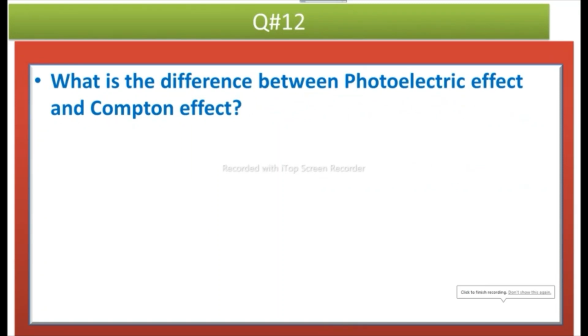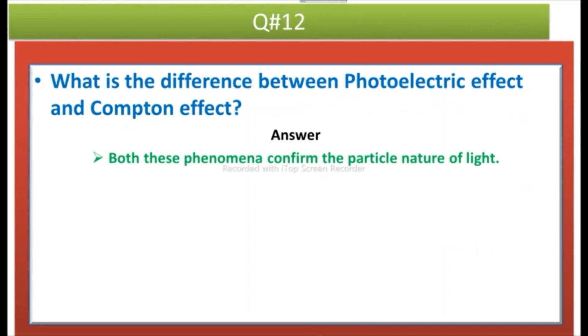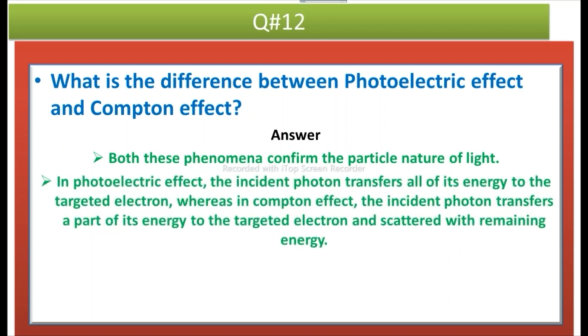Number 12 is, what is the difference between photoelectric effect and Compton effect? Answer is, both these phenomena confirm the particle nature of light, but still there is a difference between them. In photoelectric effect, the incident photon transfers all of its energy to the targeted electron, whereas in Compton effect, the incident photon transfers a part of its energy to the targeted electron and scattered with remaining energy.